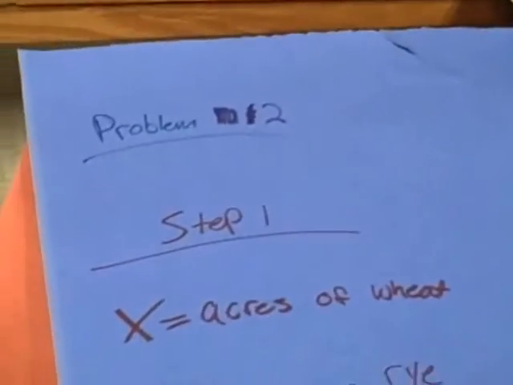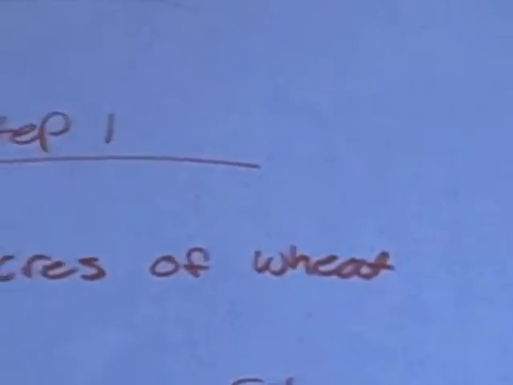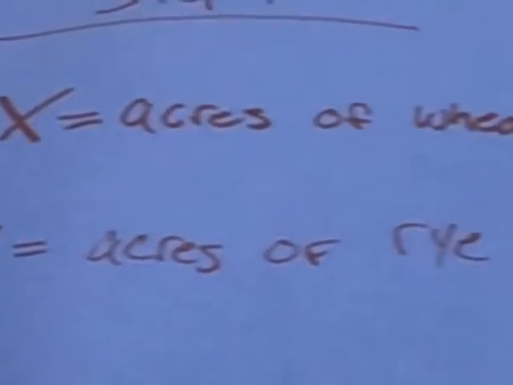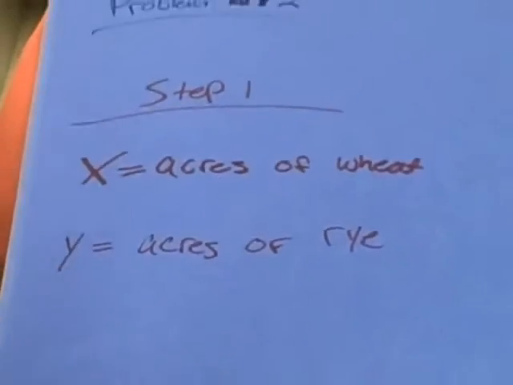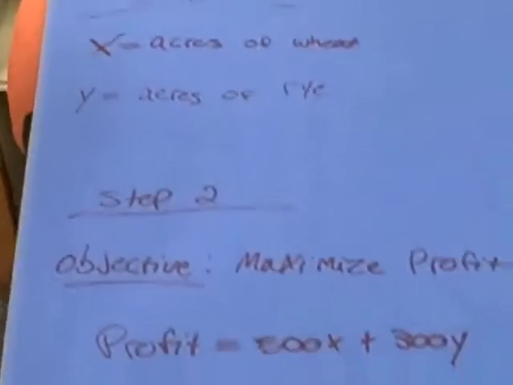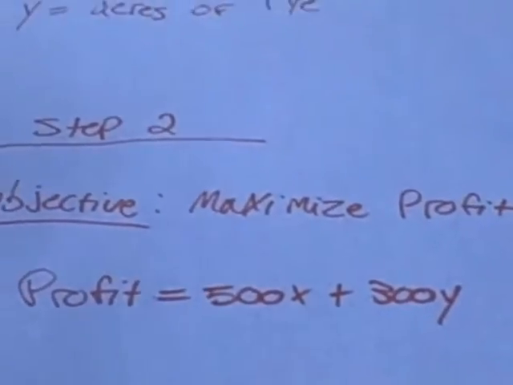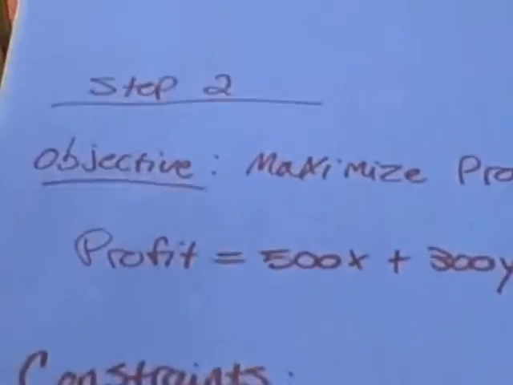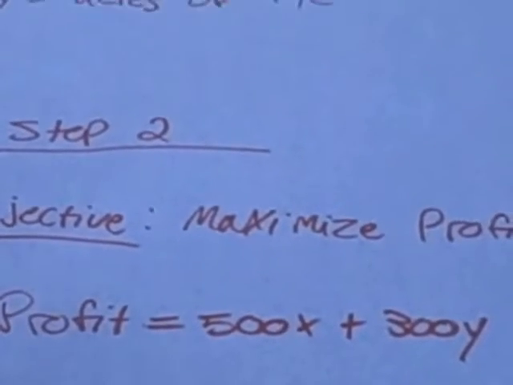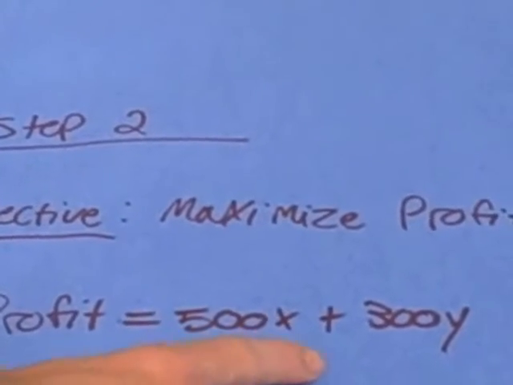Okay, so we read the whole problem, and the first thing we're going to do is define our unknowns. So we're going to let X equal the acres of wheat we have, and Y equal the acres of rye. The second step is to express the objective function, and the objective is to maximize profit. So we need to find, of course, the most profit to be gained from planting wheat or rye. And the profit we're going to use is 500x plus 300y.